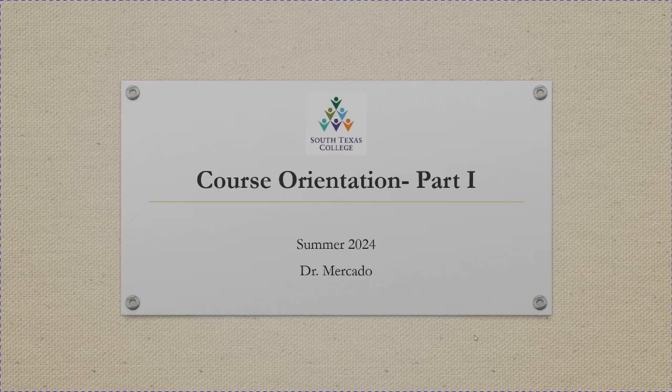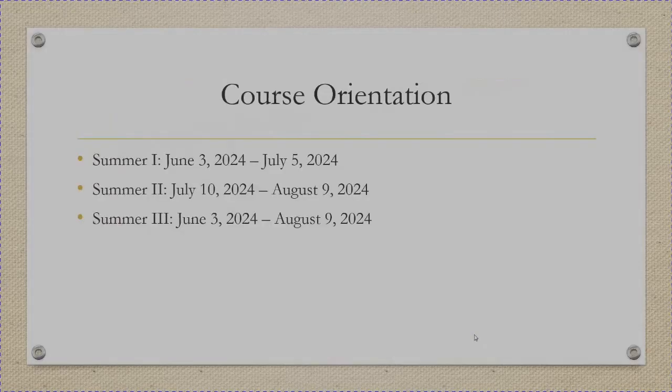So, let's begin. The course orientation is for all of my summer classes. This is summer 1, 2, and 3. Summer 1 will run from June the 3rd through July the 5th. Summer 2 is going to run from July the 10th through August the 9th, and Summer 3 is going to run from June the 3rd through August the 9th.